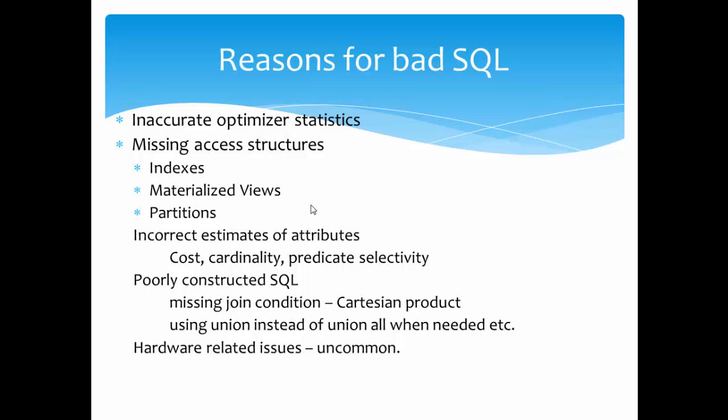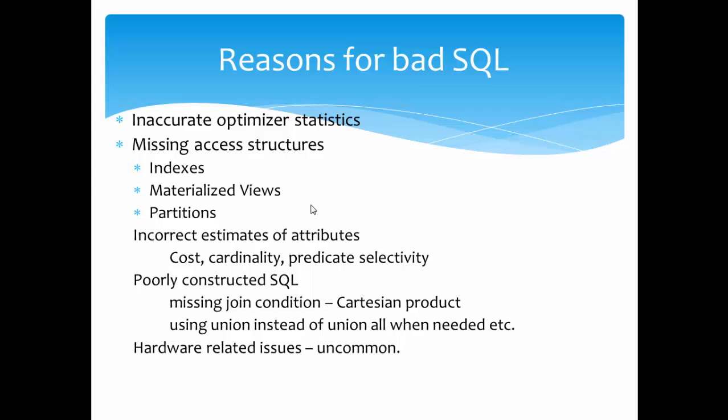Poorly constructed SQL: missing join conditions, which could result in a Cartesian product, and using union instead of union all when needed. So you can always use union all if you think there won't be any repetitive information. Union is more like a distinct, and union all returns all rows. If they are unique, then we don't have to worry about it.